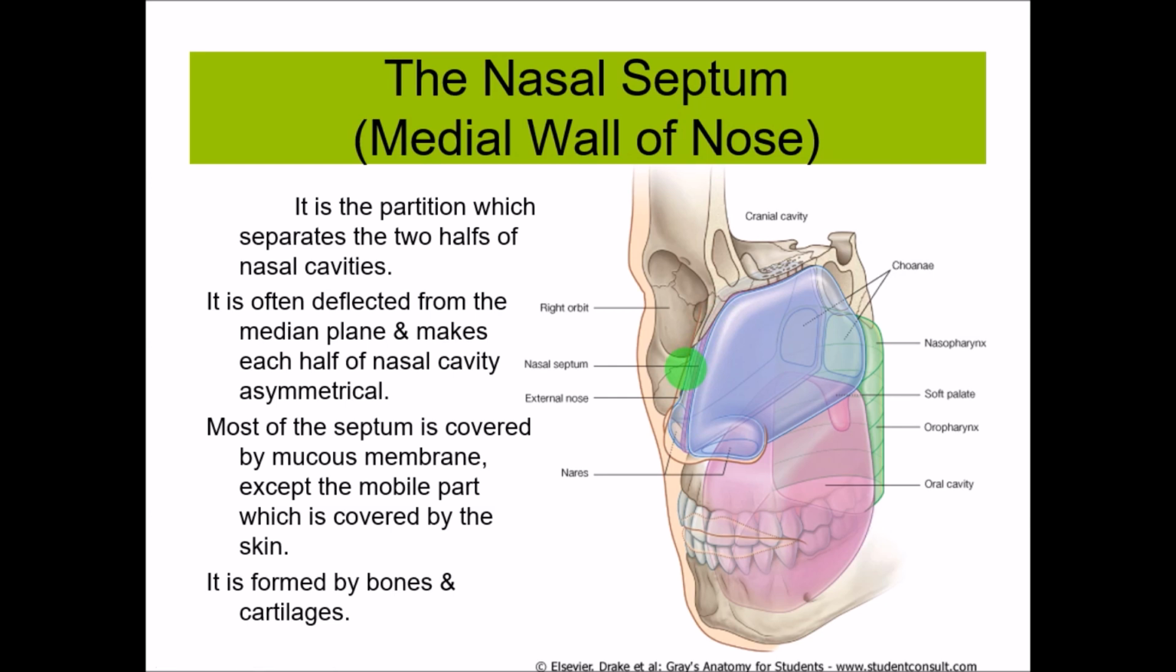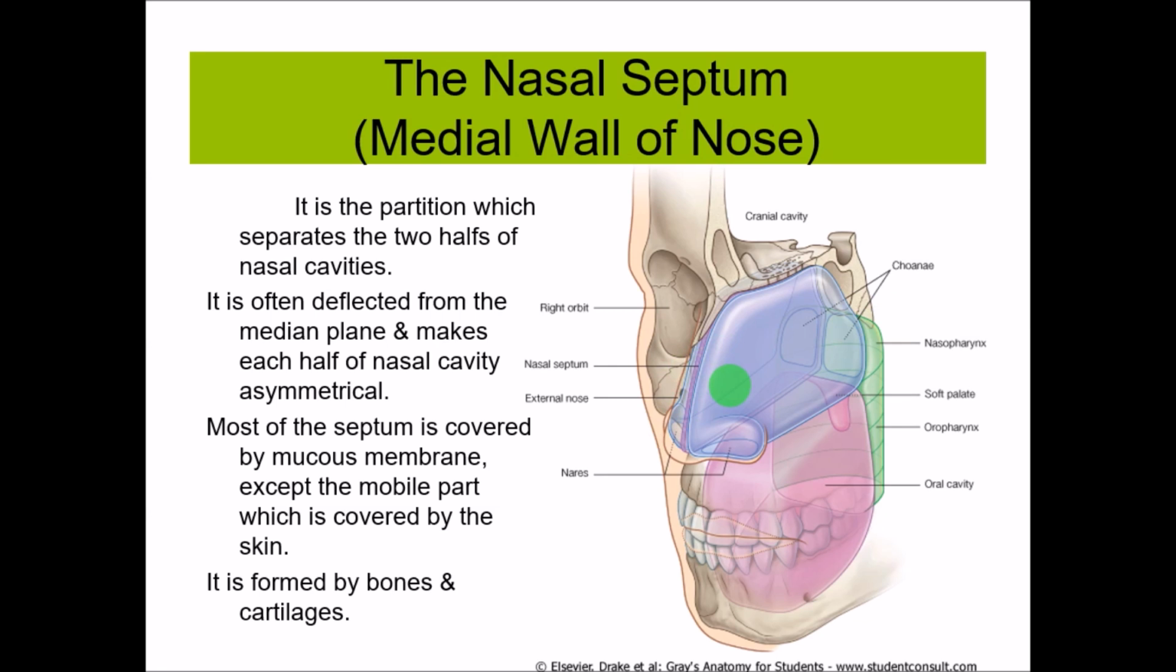It is often deflected from the median plane. Usually it should be in the center in the median plane, but usually it is deflected. That is called a deviated nasal septum, and it has its own complications. Later we'll try to discuss that. So there is a nasal septum which is not exactly in the median plane but slightly deflected either towards the right or the left, and makes each of the nasal cavities asymmetrical because it is not exactly at the center. So there is asymmetry between the right and the left nasal cavity.